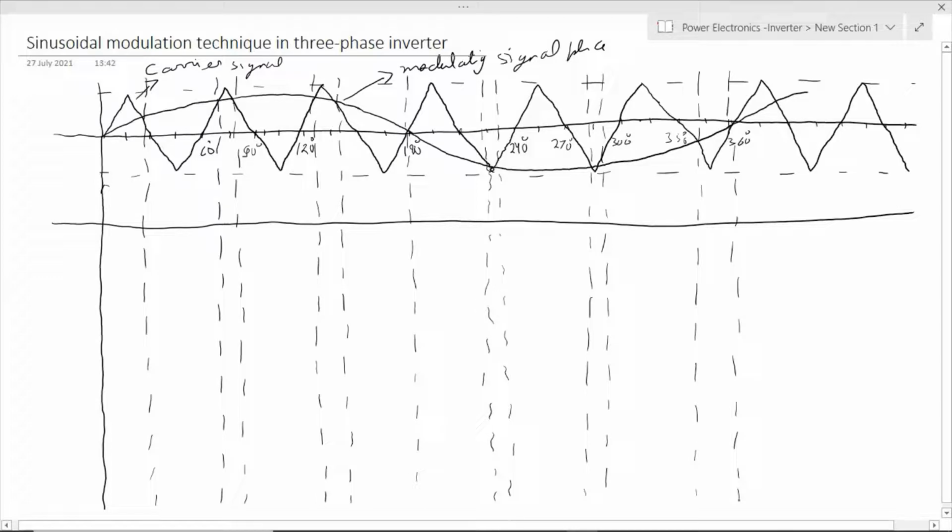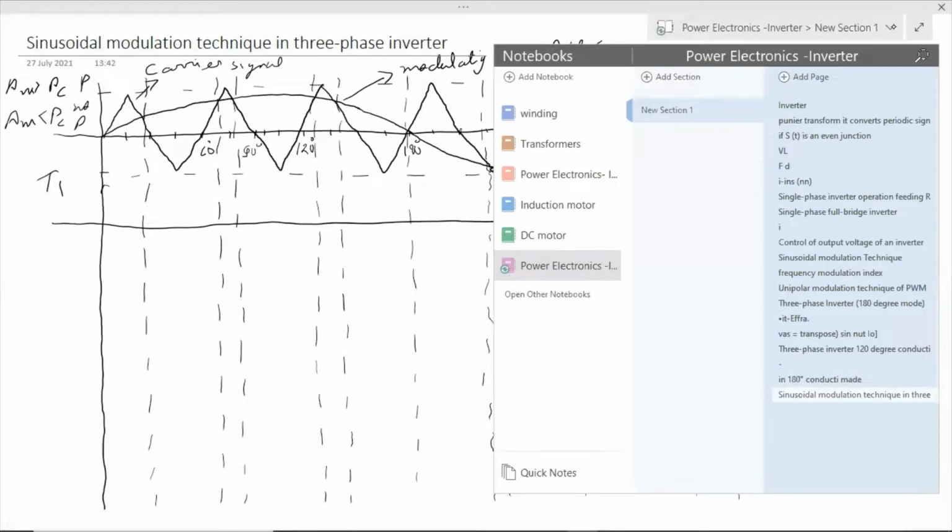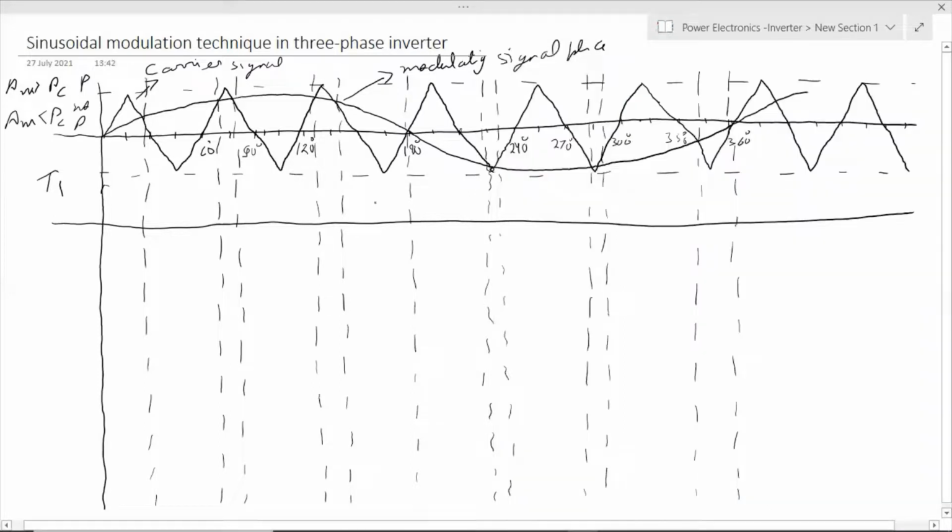Okay, so we will compare our modulating signal. If AM is greater than AC, the amplitude of the modulating signal is higher than the carrier signal amplitude, then a pulse will be generated. If AM is smaller than AC, then no pulse. This pulse will be given to our switch T1. So we can see here, let me just complete it.